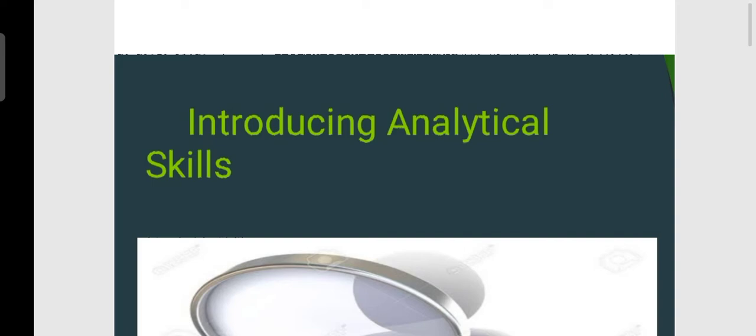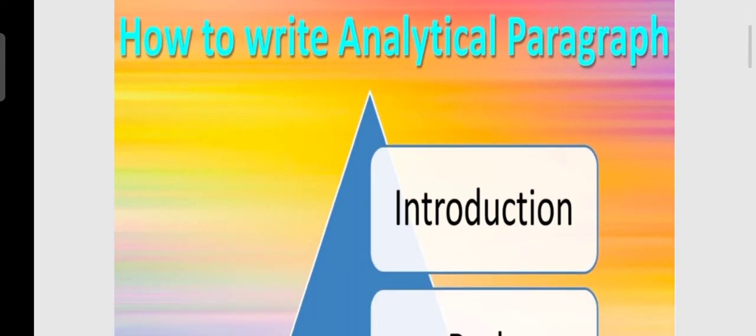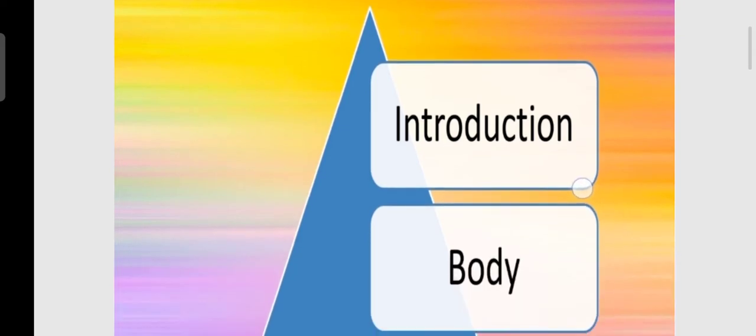Today we are going to discuss one topic from the writing section, that is the analytical paragraph. Now let's start this topic. How is this analytical paragraph to be written? It actually has three parts. When we write this paragraph, we have to write it in three parts: one is the introduction, second is the body, and third is the conclusion.